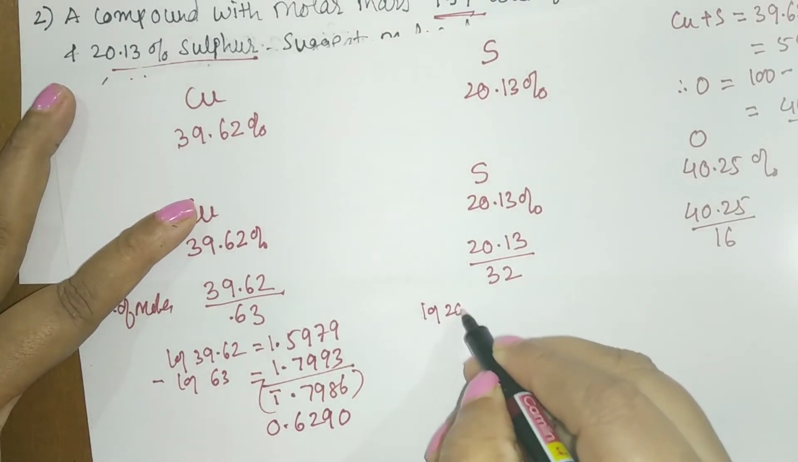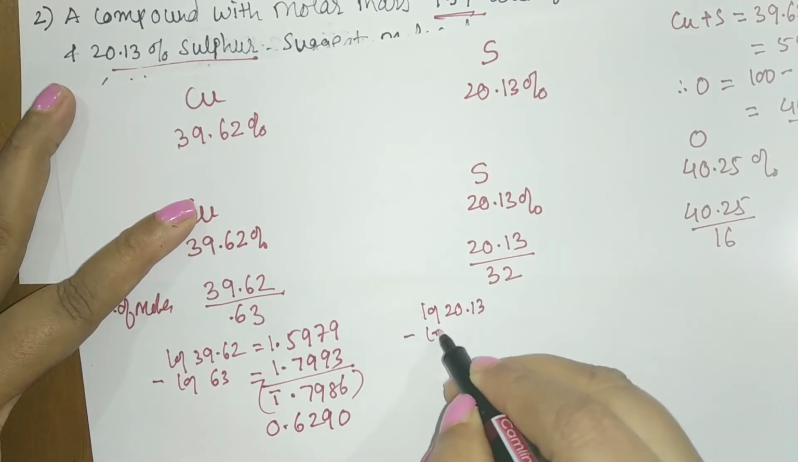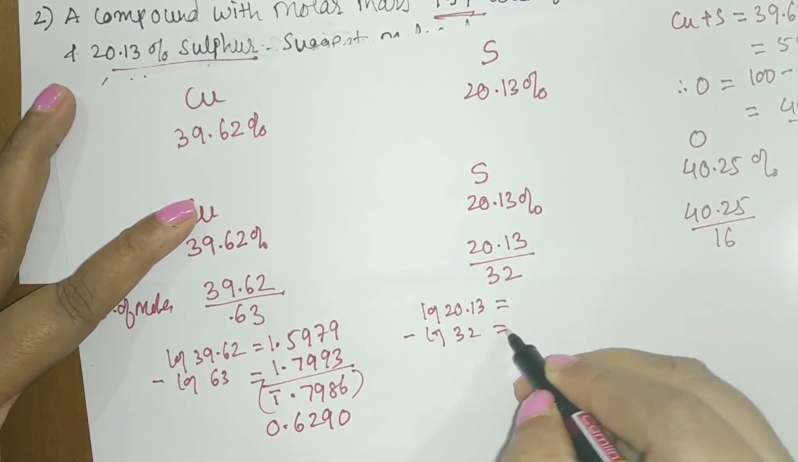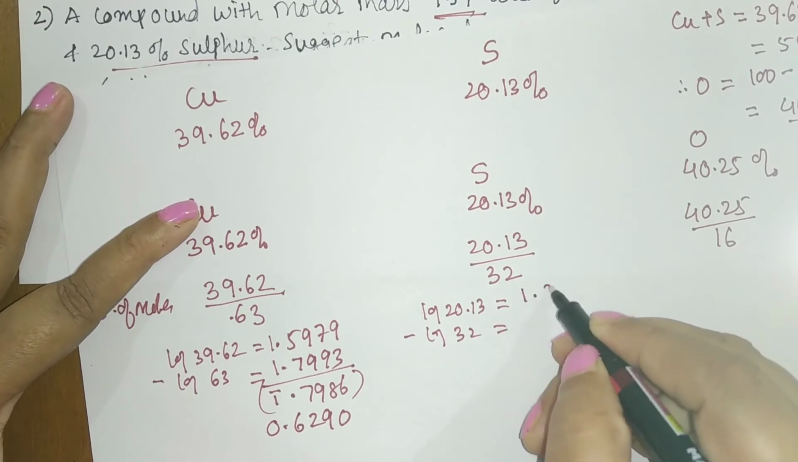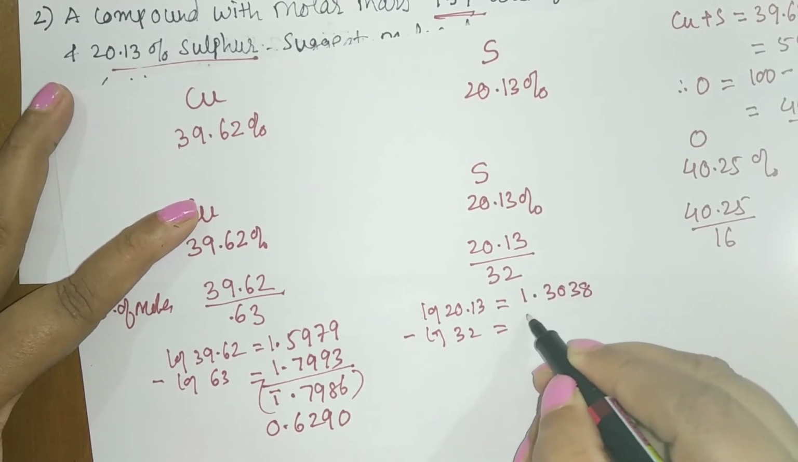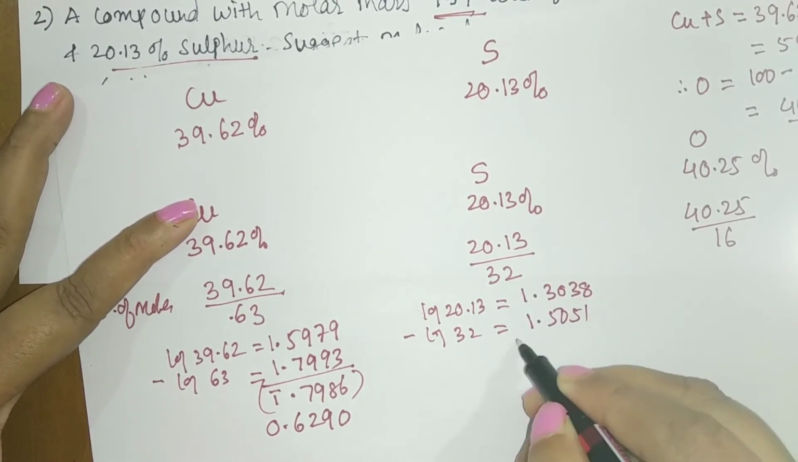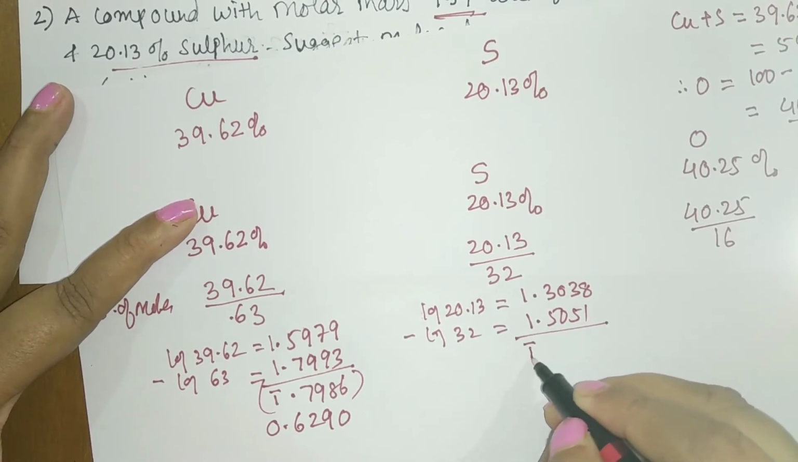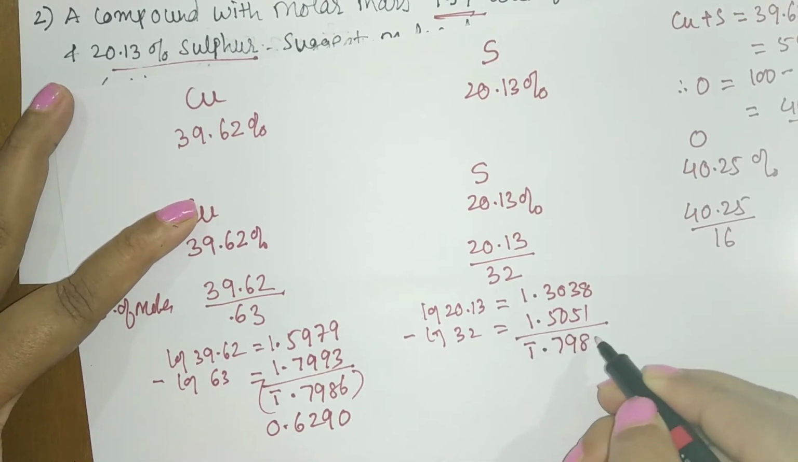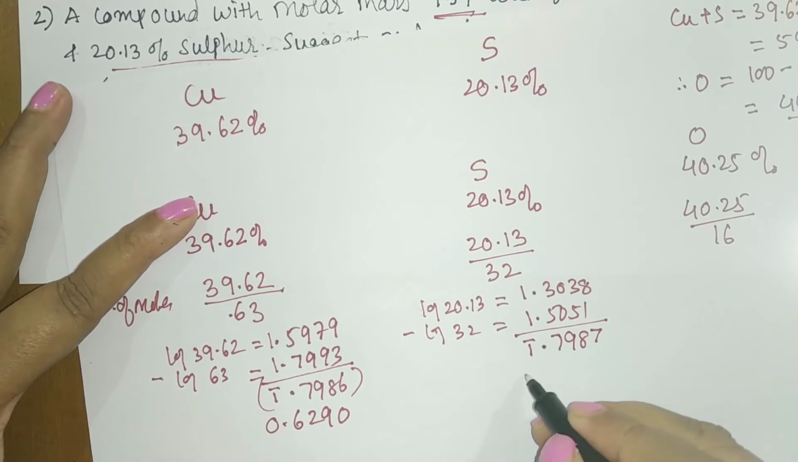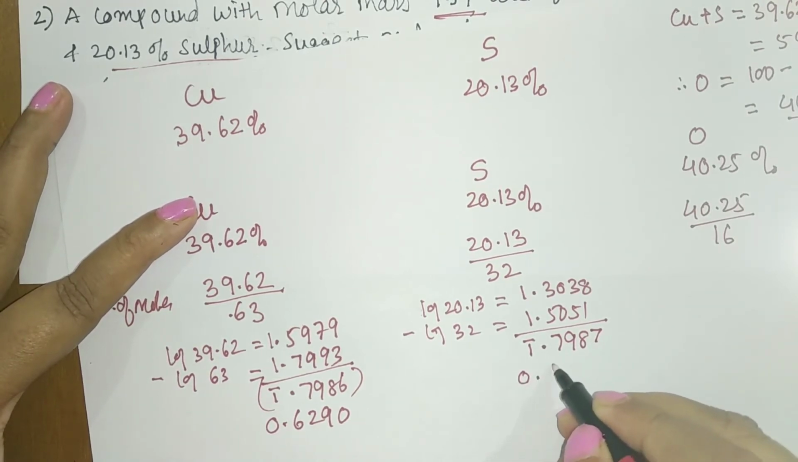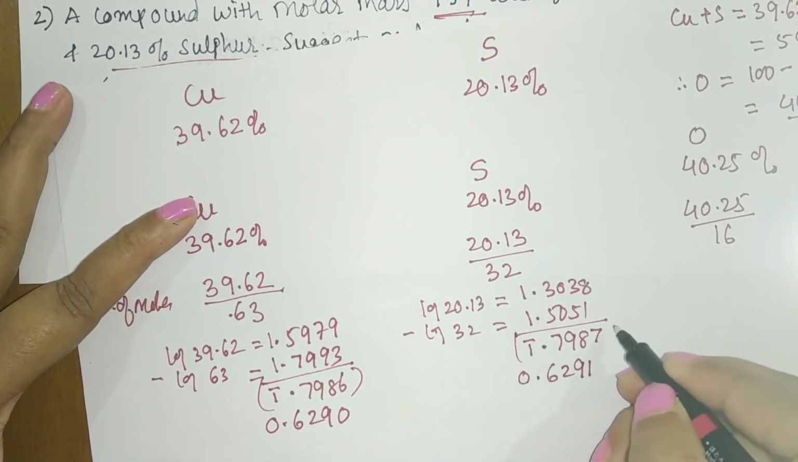Let us go for this. Log of 20.13 minus log of 32. So this will be 1.3038 and 1.5051. Subtract this. This will be bar 1.7987 and anti-log will come to 0.6291.